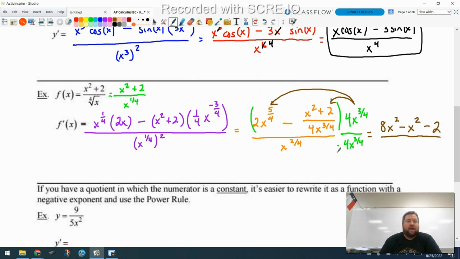Then my denominator, I have 4 times 1, so 4. And then x to the 2/4 multiplied by x to the 3/4. That's why I wanted to leave it, because it has a common denominator, so that's going to be x to the 5/4. All right, that looks much better, much cleaner. We have one more step. Just combine these like terms up here. 7x squared minus 2 divided by 4x to the 5/4.